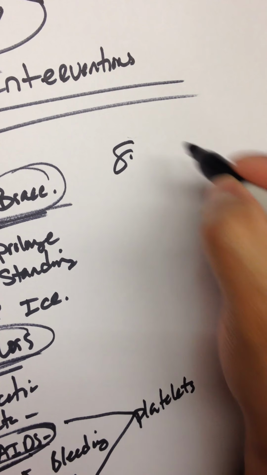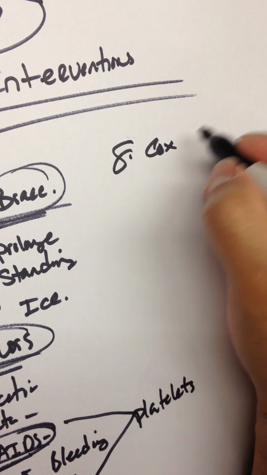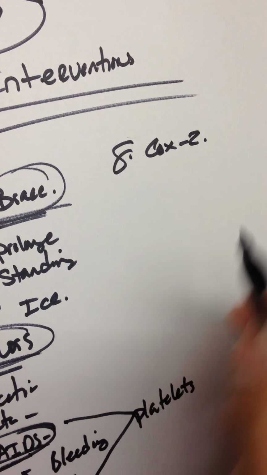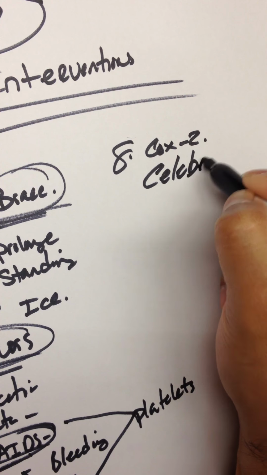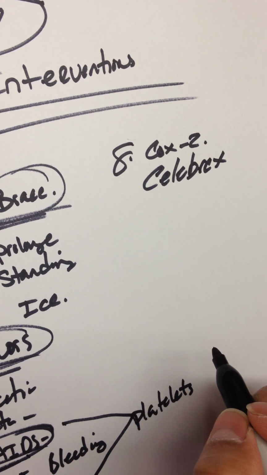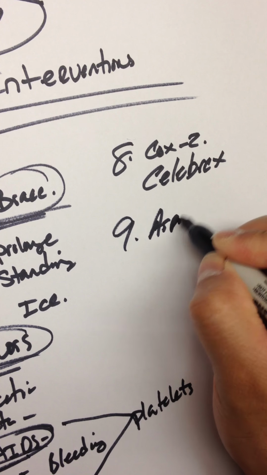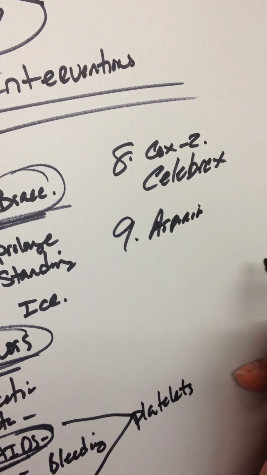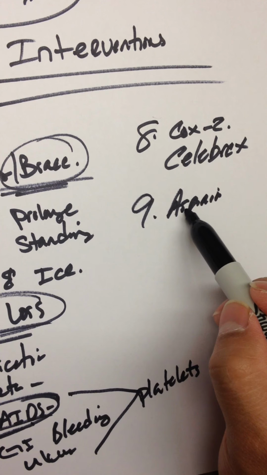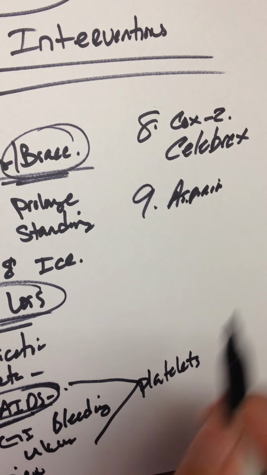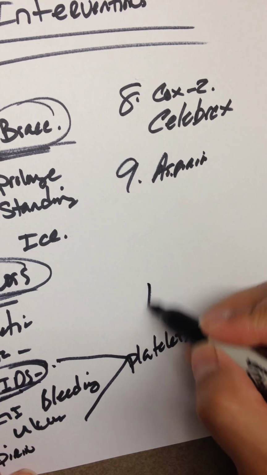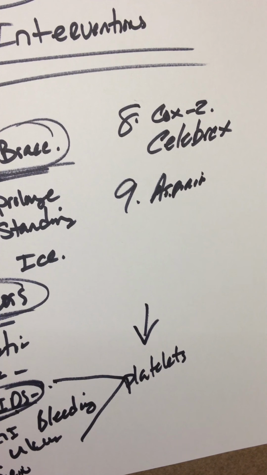Number 8, the COX-2 inhibitors, something like Celebrex, can also be used. And number 9 that we talked about a little bit ago was aspirin, and again you would tell them not to combine or take aspirin with NSAIDs because again due to the effects on the platelets and increasing clotting time.